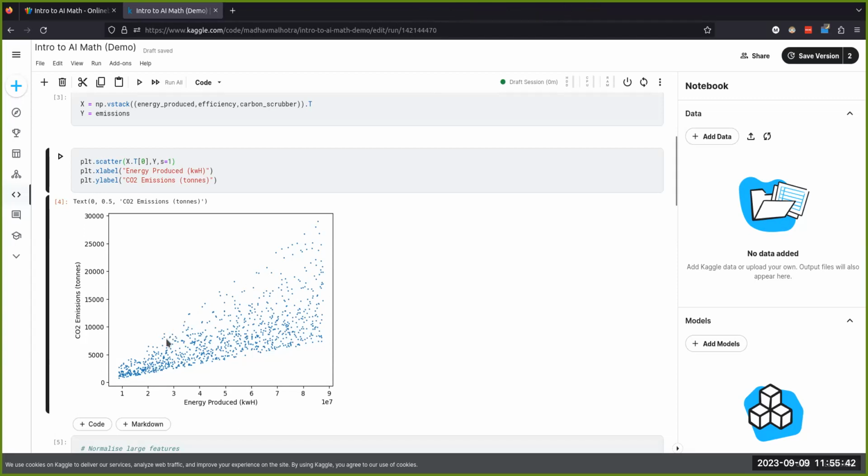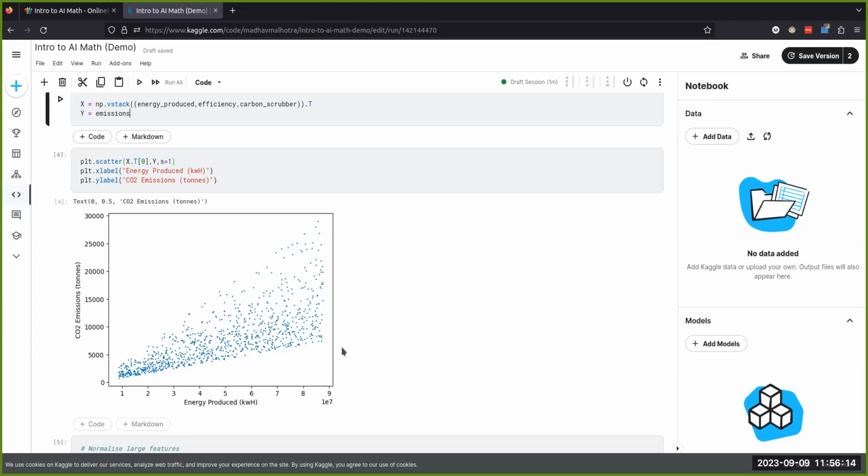Okay, great. Well, this power plant over here produces around 3 times 10 to the 7 kilowatt hours of energy, but it is generating maybe 4 times as many emissions as this power plant that's producing the exact same thing. So this power plant, maybe it's very poorly efficient, maybe it doesn't have carbon scrubbers. This one, let's say it has carbon scrubbers, it's a lot more efficient. So that's the data I'm going to work with.